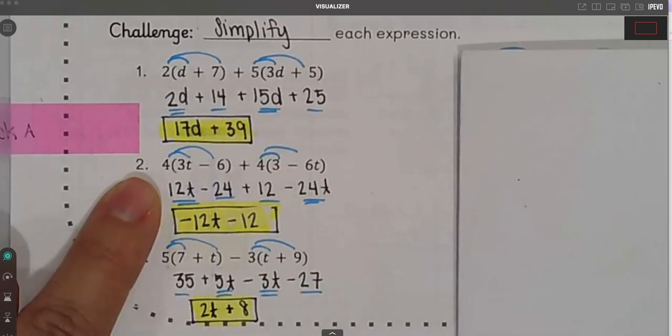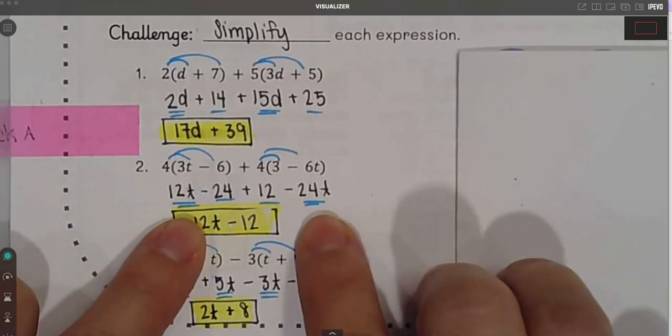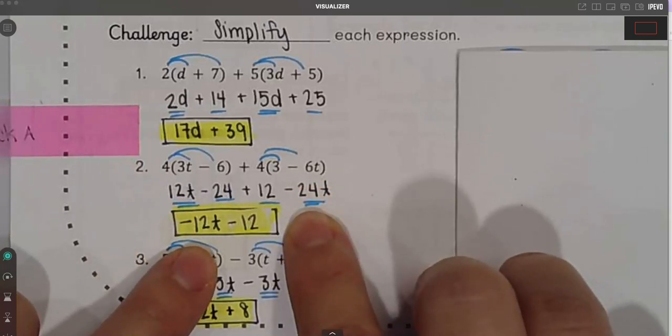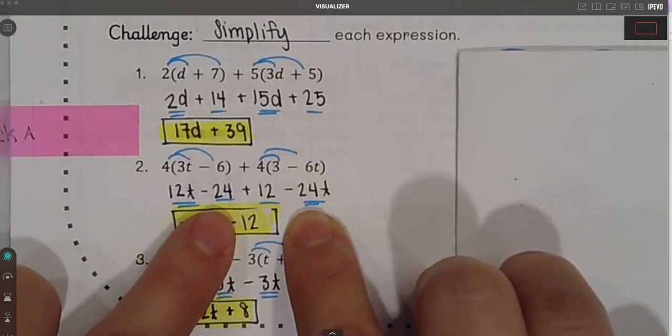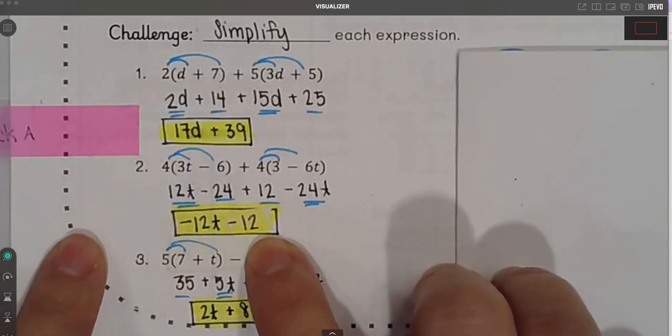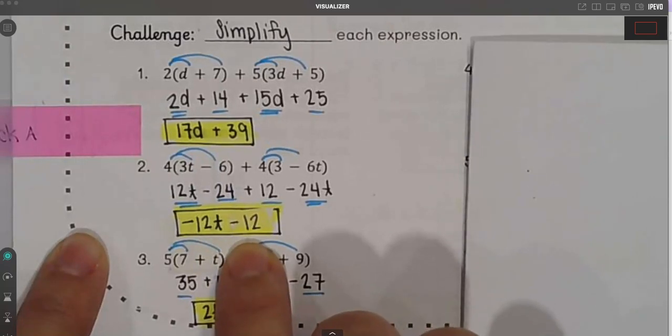And then you combine like terms. In this case, 12t and negative 24t are like terms. 12 minus 24 is negative 12t. Negative 24 plus 12 is negative 12. So this is simplest form, negative 12t minus 12.